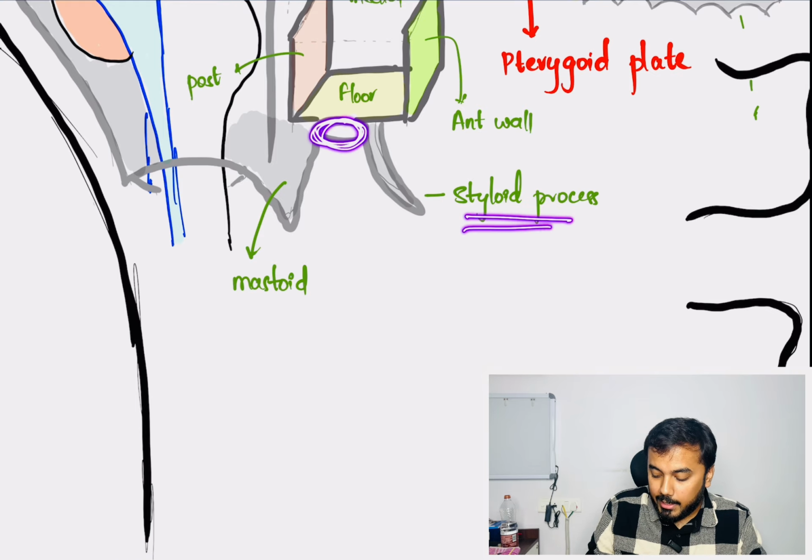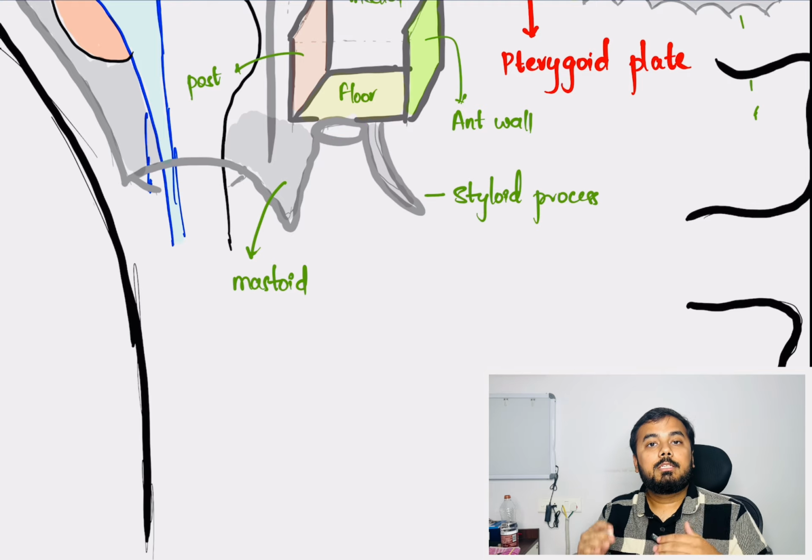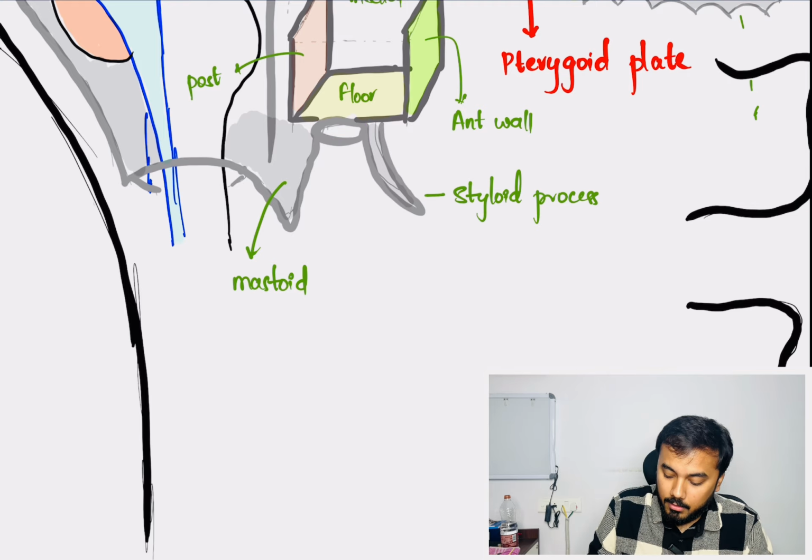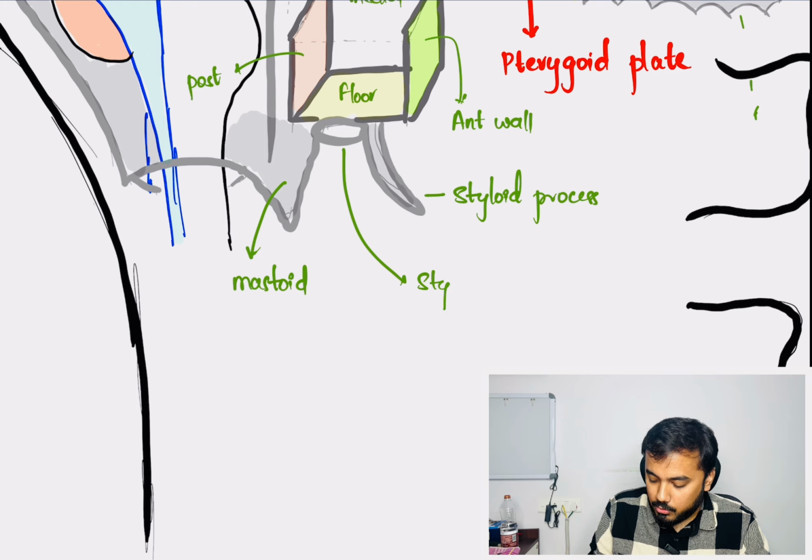Foramen between your styloid process and mastoid. This is called the stylomastoid foramen.